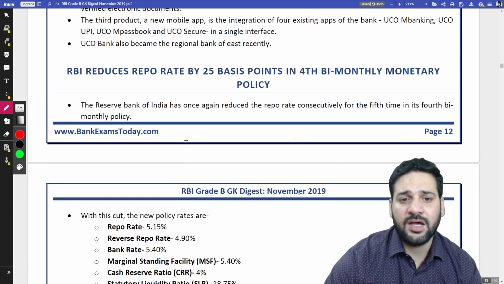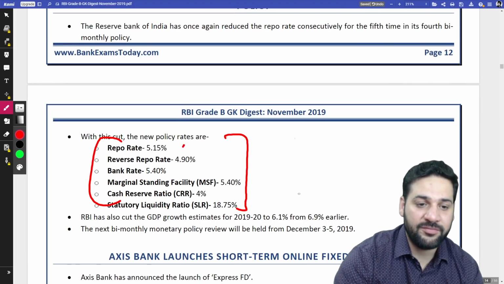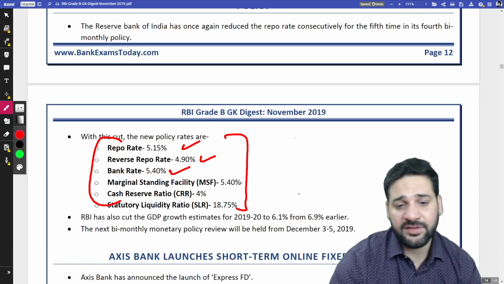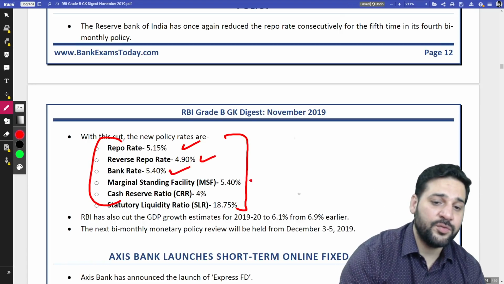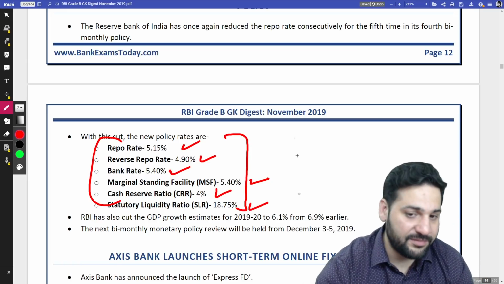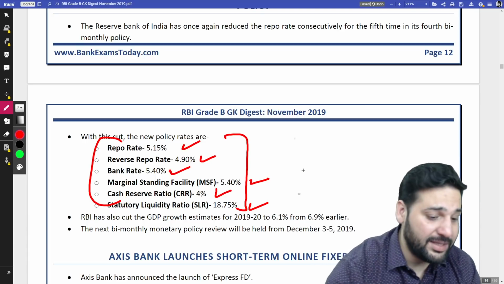RBI reduces the repo rate. So please remember these rates. What is the new repo rate? That is 5.15. Reverse repo is 4.9. Bank rate is 5.4. MSF, the marginal standing facility, is 5.4. CRR is 4% and SLR is 18.7%. So it is a very easy question, but it can be there in the exam.